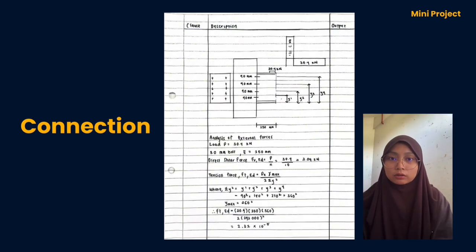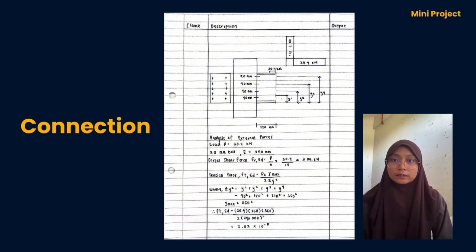Next, we are given a load of 30.4 kN acting on a plate with bolts arranged in 4 rows. Each row is spaced 90mm apart, and the eccentricity of the load from the bolt group center is 250mm. We start by calculating the direct shear force per bolt using P equals 30.4 kN and 10 bolts. So FvEd is equal to 3.04 kN.